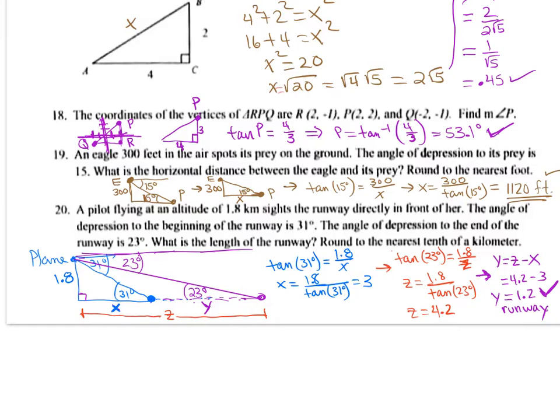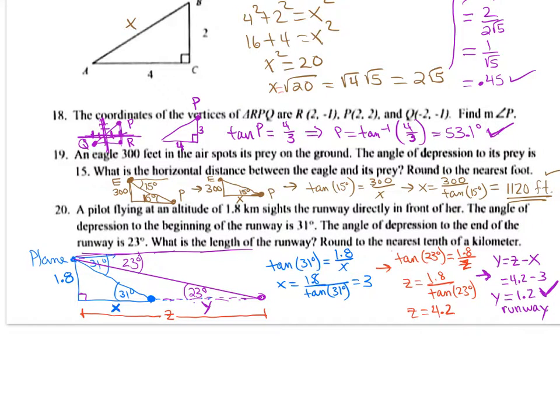All right, number 18 says the coordinates of the vertices of triangle RPQ are, point R is 2 comma negative 1, which would be this point here. Point P is 2 comma 2, which is over 2, up 2, that's here. And then point Q is negative 2, negative 1, which is here. And they want us to find the measure of angle P. All right, so that's this angle right in here.